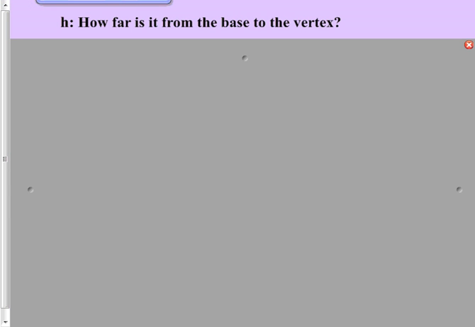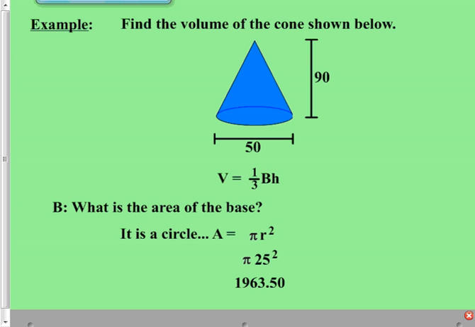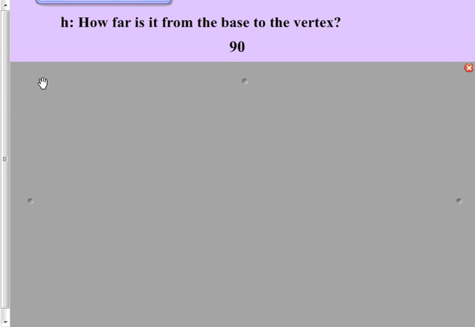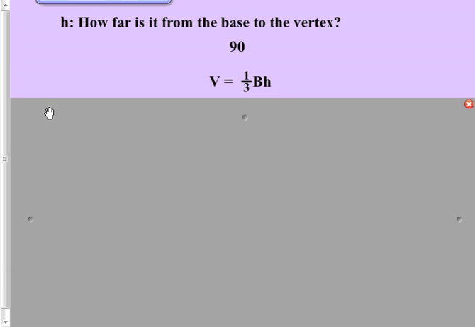Going back to the volume formula, we need to know little h, the height of the cone. How far is it from the base over to the vertex? Let's take a look back at the diagram real quick. This time the height was provided for us, 90 straight up from the base up to the vertex. Okay, so we have that measurement, no need to solve for it. There it is.